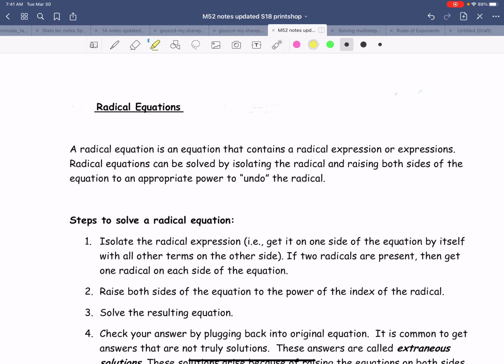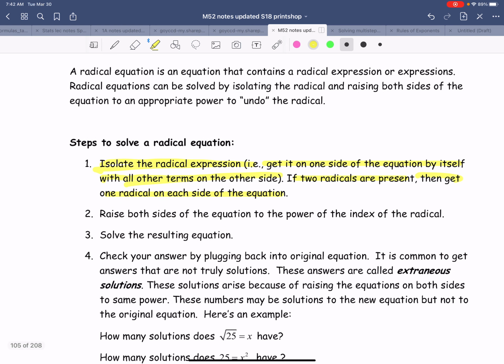Here are the steps to solve a radical equation. The first step is to isolate the radical expression. Get it on one side of the equation by itself with all other terms on the other side. If two radicals are present, then get one radical on each side of the equation. We will also see some examples with two radicals in there.